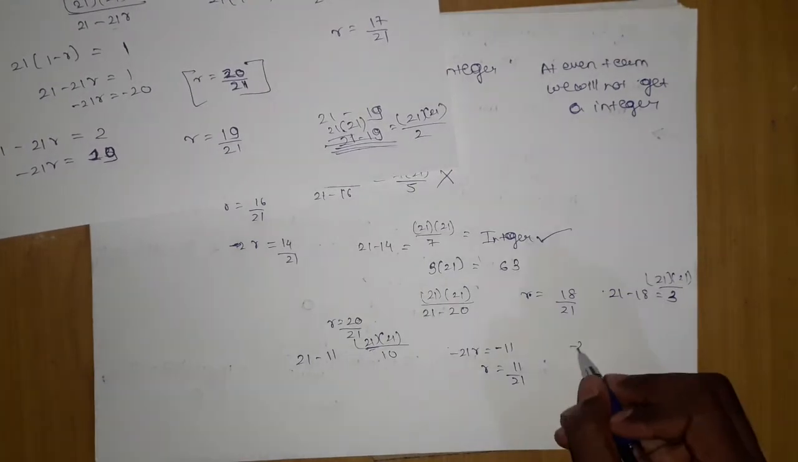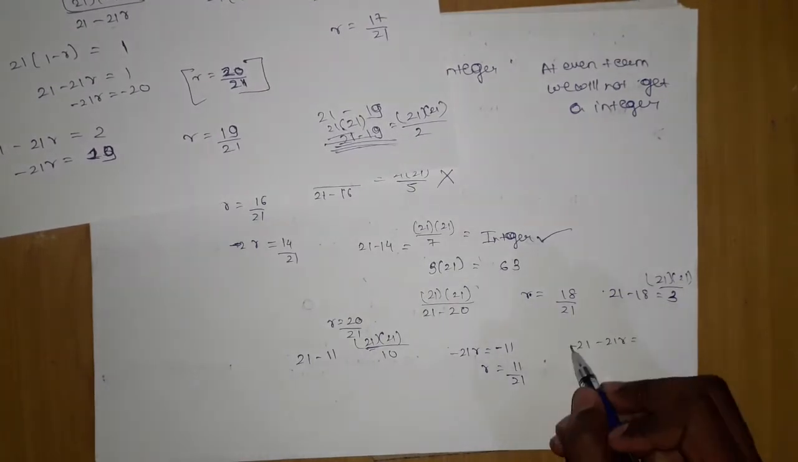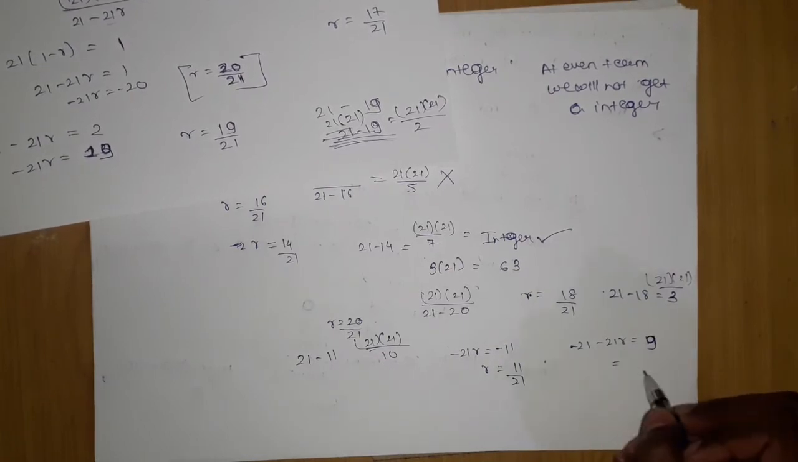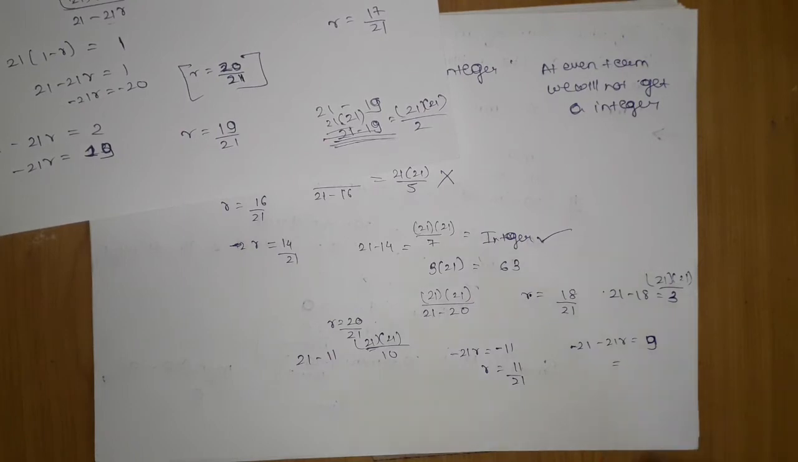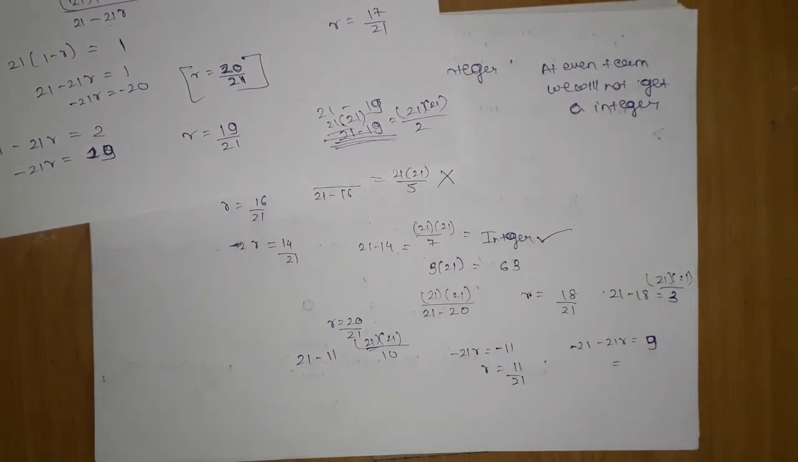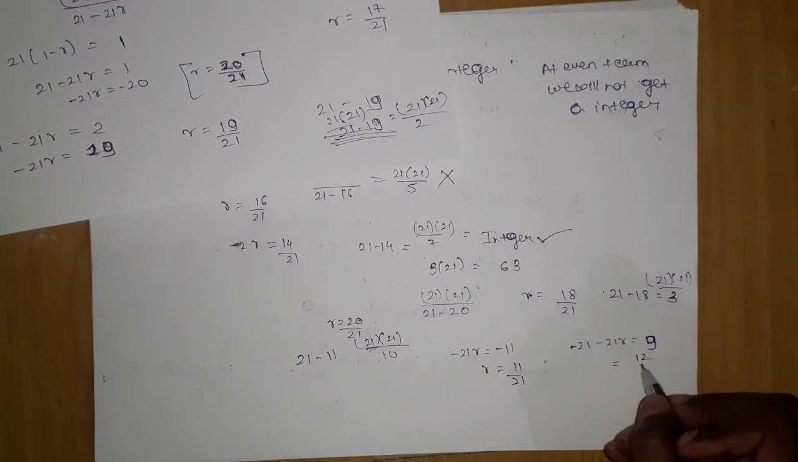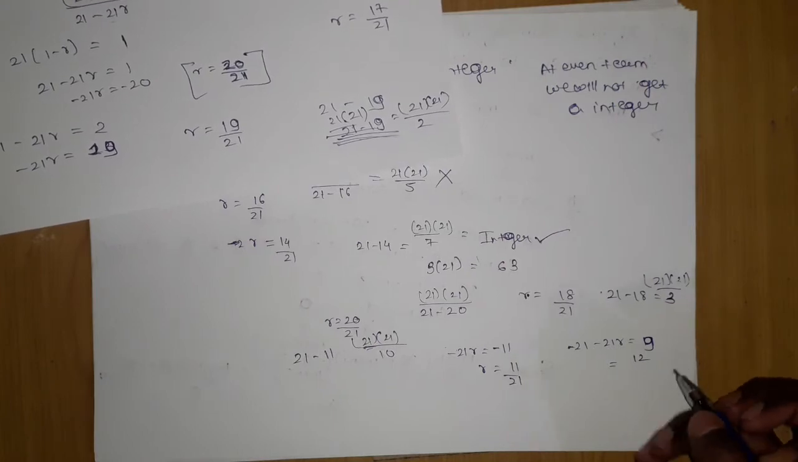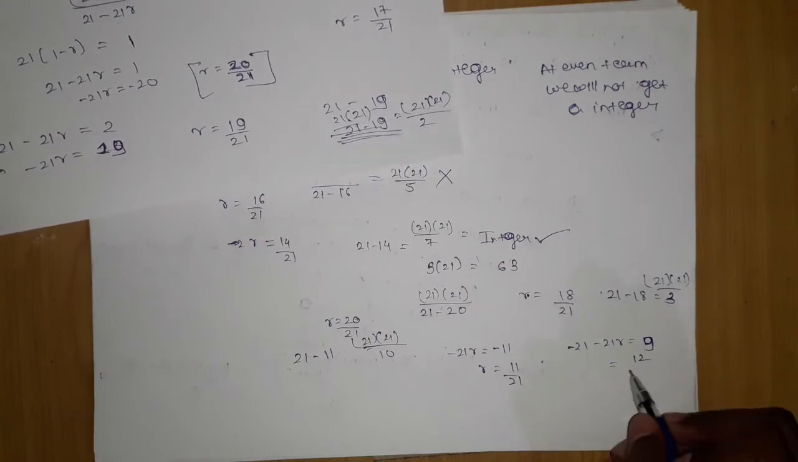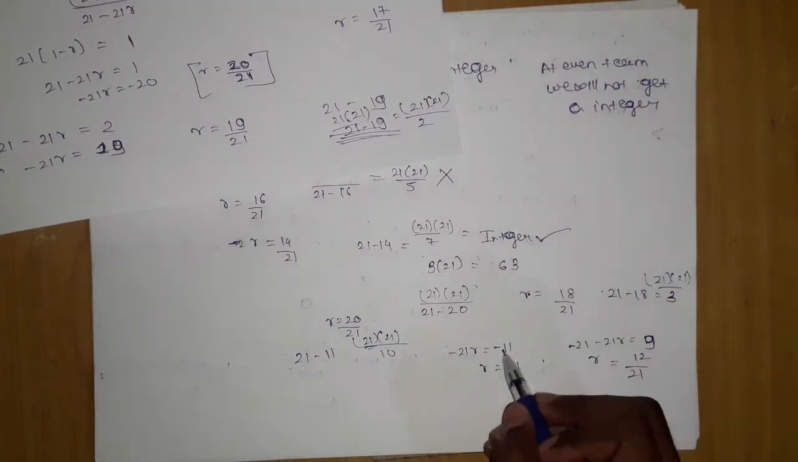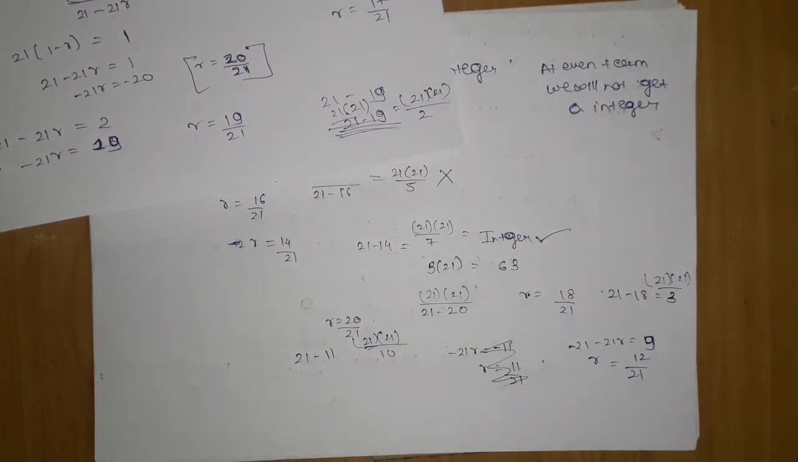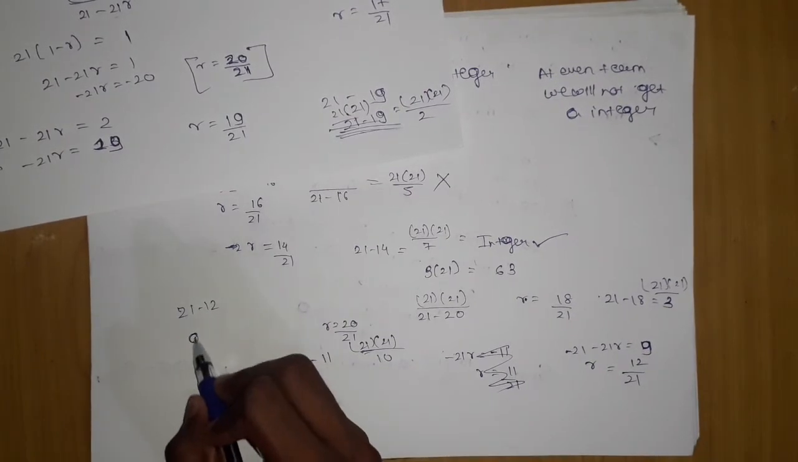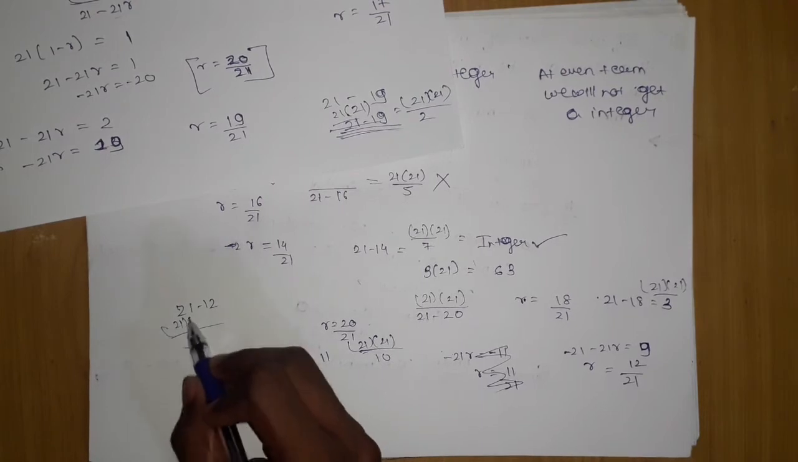Let me check whether 21 minus 21 r is equals to 11, 9, which will give me, if I cancel this out, 12. Sorry, this will be 12, not 11. So we are going to get 12, which will make it 12 by 21. That's why I was thinking. So we got 12 by 21. So when 21 minus 12 happens, we will get 9, which will be divisible by this.